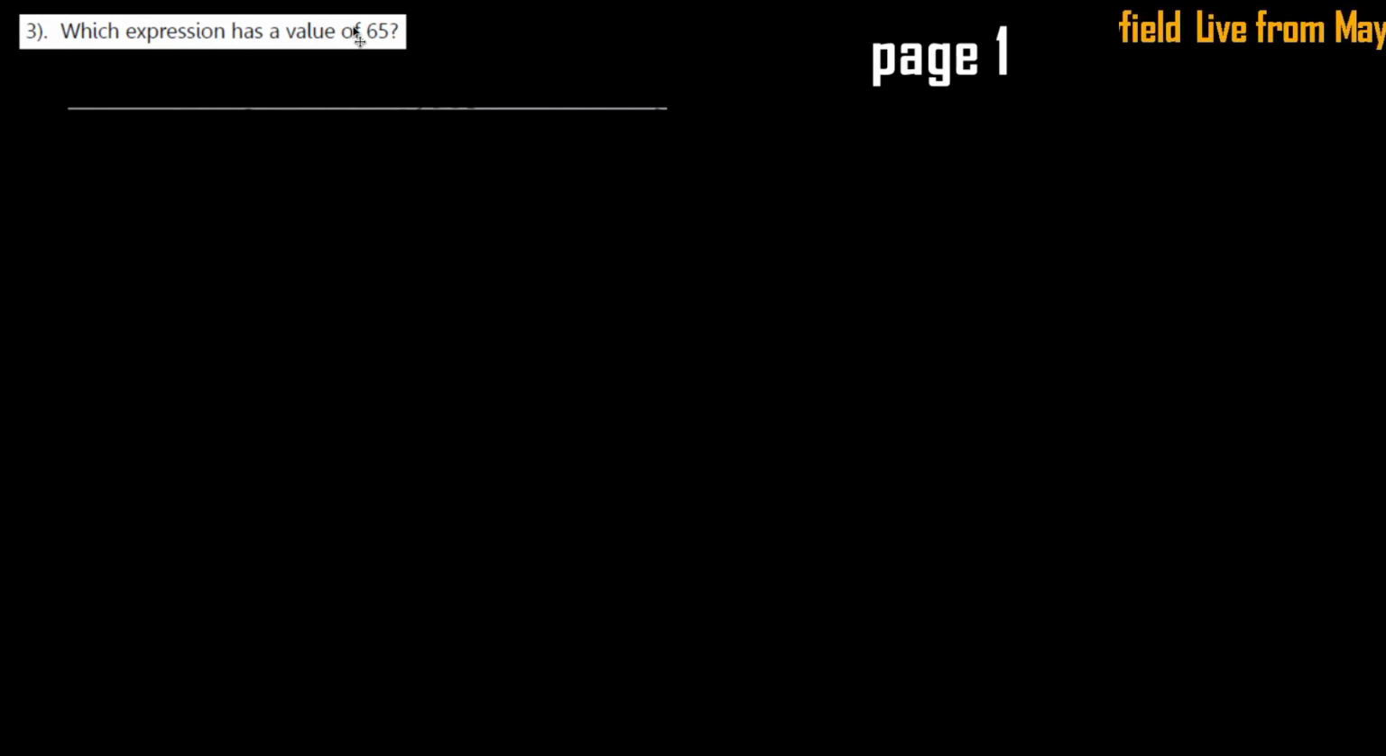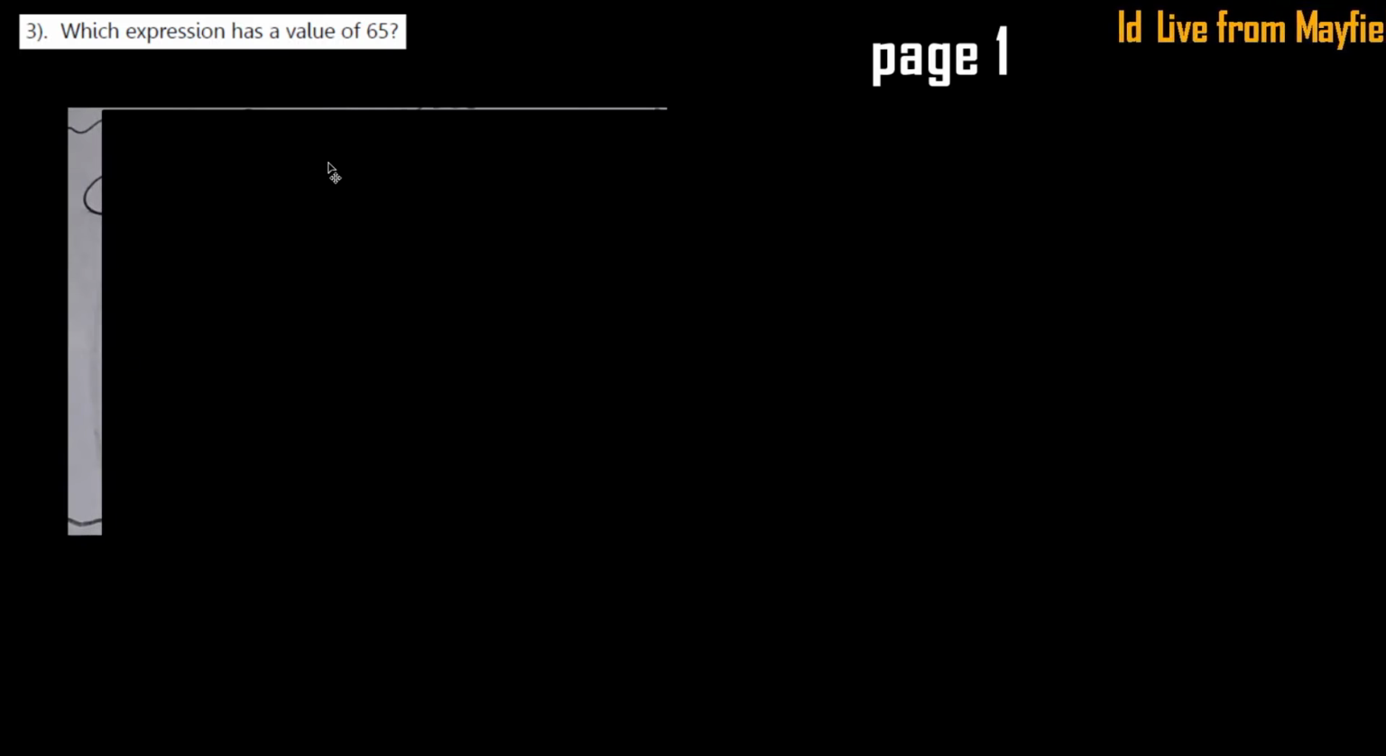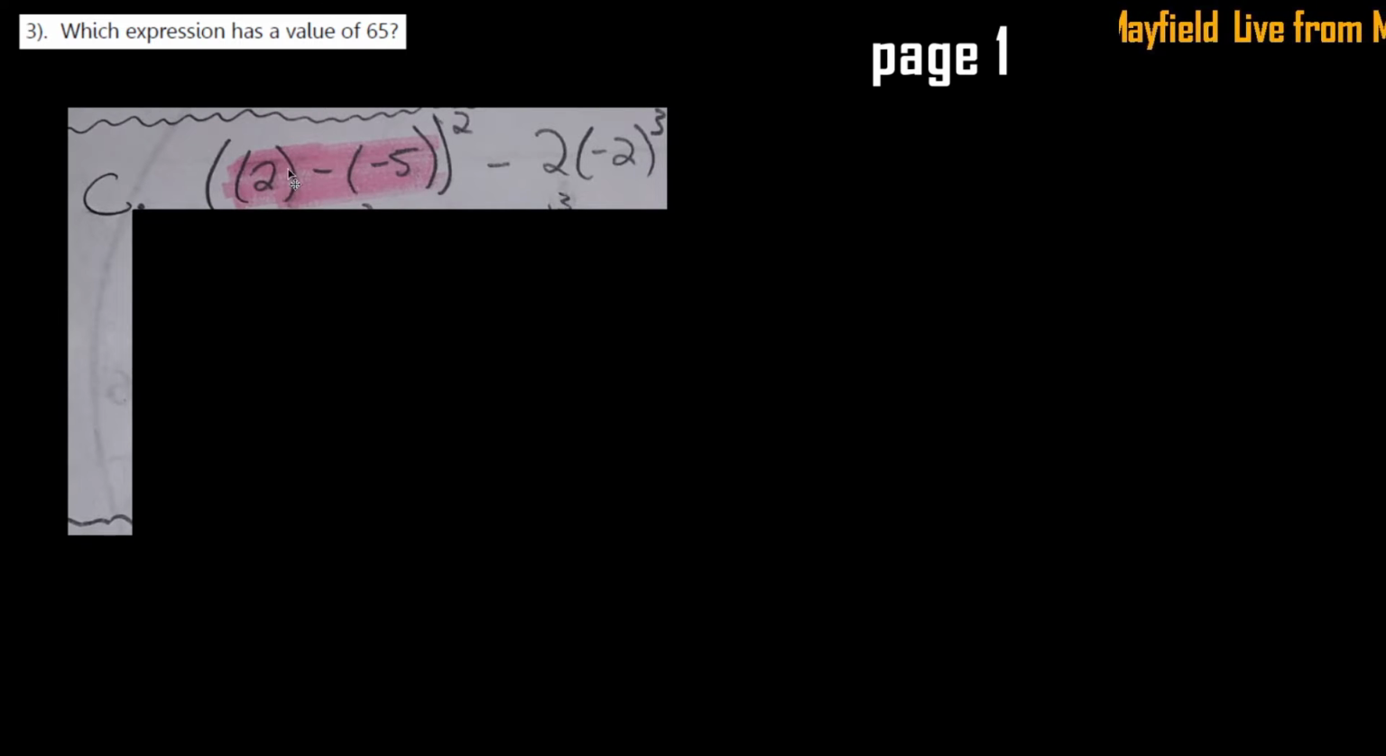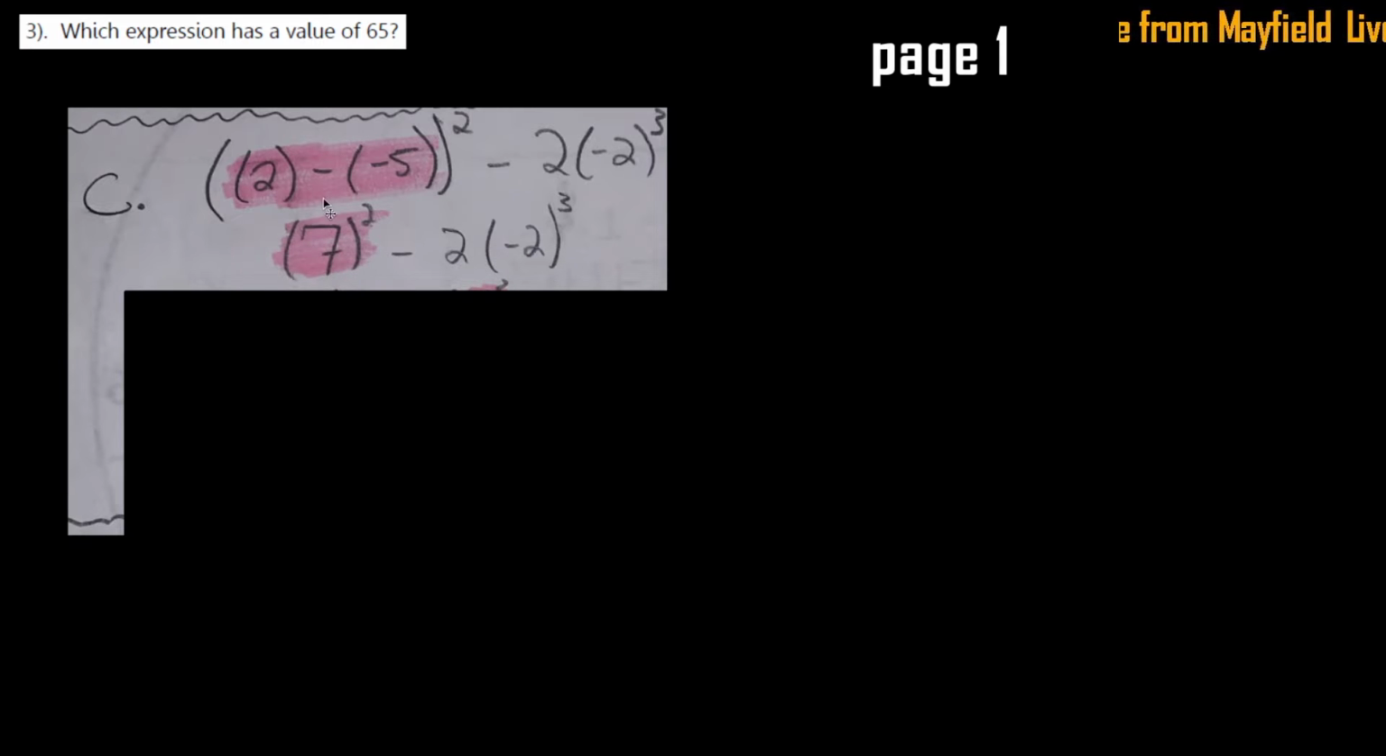Alright, so now it says which expression has a value of 65, and I'm actually going to start us off. It's going to be expression C. I can show it in here. So I'm going to start us off by plugging in those values. So I have 2 and a -5, and then I plug in -2 as well. I want to make sure I use the innermost grouping symbols first. So I do 2 minus a -5, and that should be a positive 7. And so I do positive 7 squared, which is going to be 49.